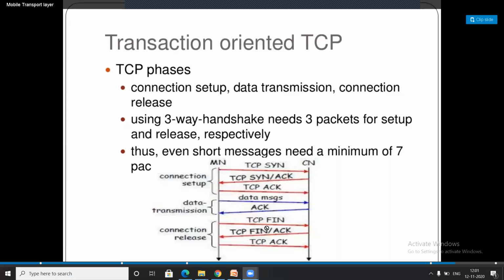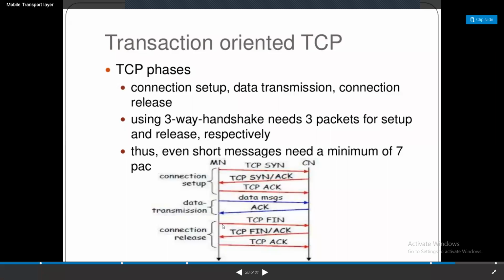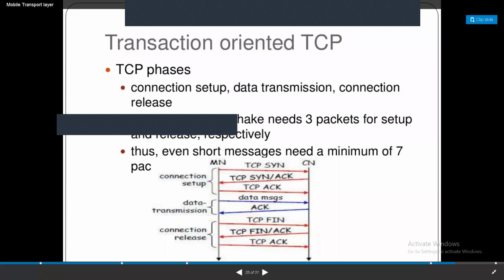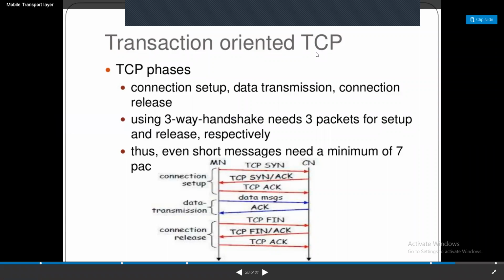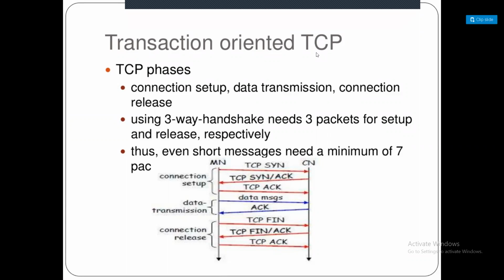The connection has to be released. TCP FIN, meaning finish, is sent by the mobile node to the corresponding node. The corresponding node acknowledges the finish request it received. After these three points, the TCP has been completed.